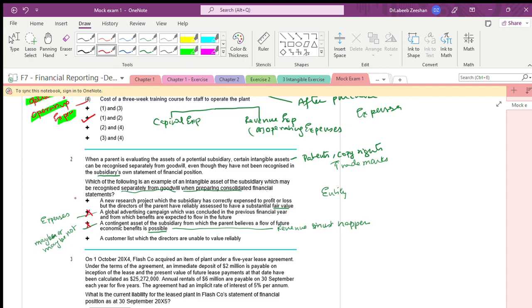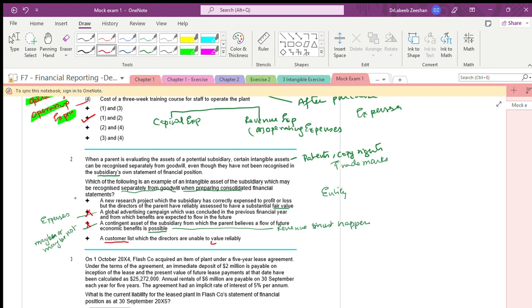This is a customer list which the directors are unable to value. This customer list does not belong to the entity. Is it right? It is a customer list which the directors are unable to value. You have the customer list with you.